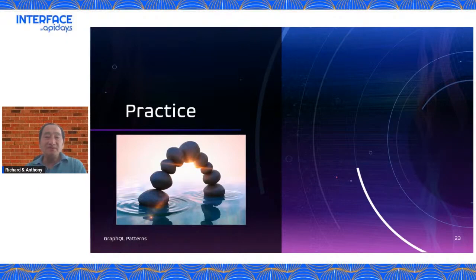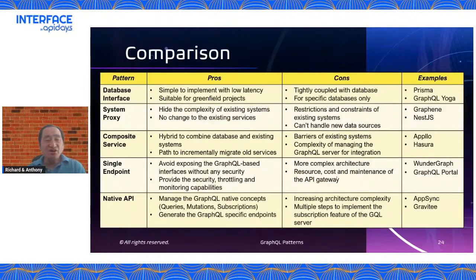Now we talk about these 5 patterns. Now the next thing is how we can use them, right? So in this chart, we list some pros and cons for each of these we discussed. So the first one, it's very simple to implement. So if you start from scratch to build some GraphQL capabilities, this is the way to go. On the other hand, it is tied with a particular database, depending on what you use, and you have to look at whether it's a connector to the database, or you build your own resolvers, things like that.